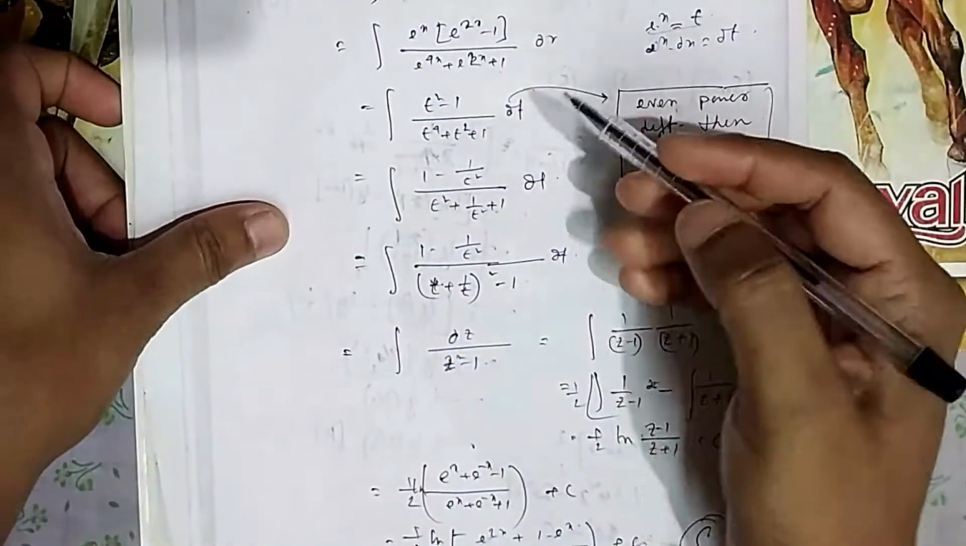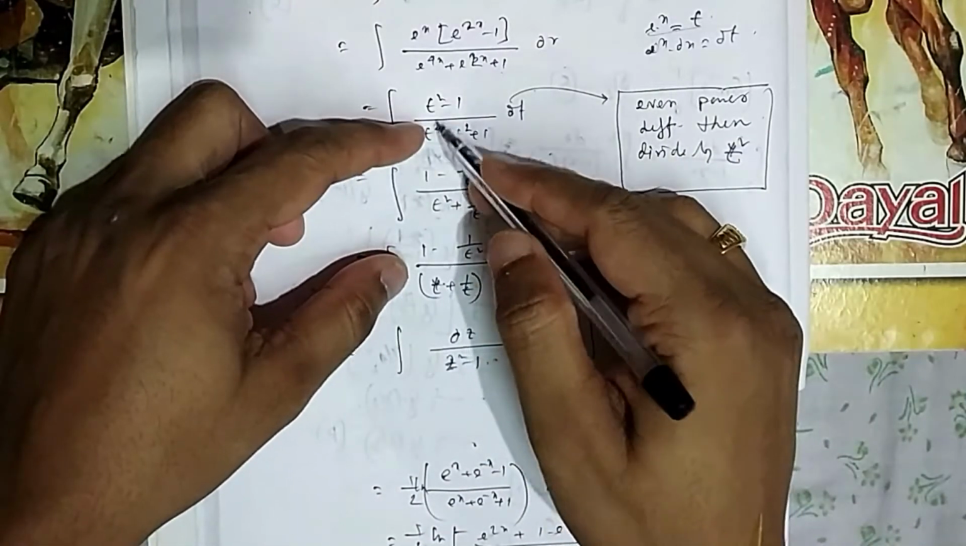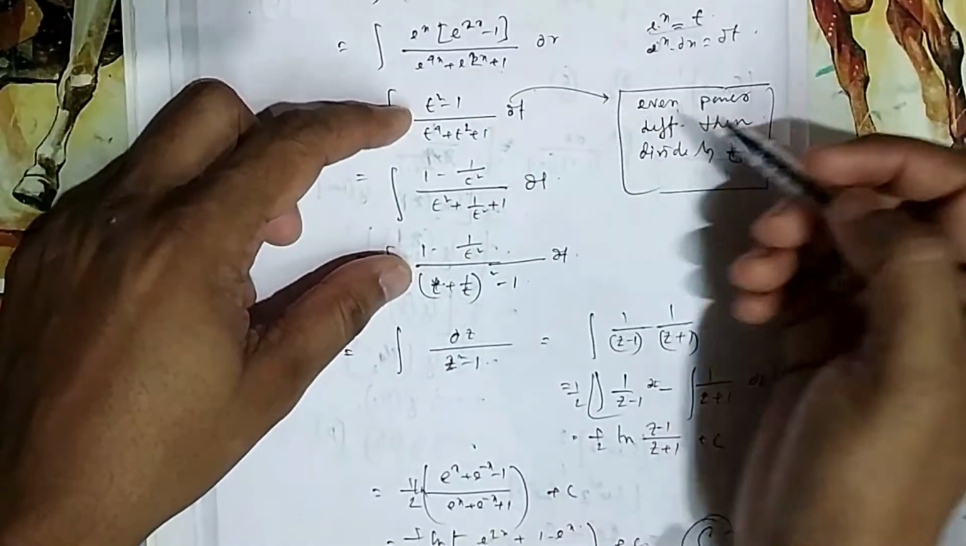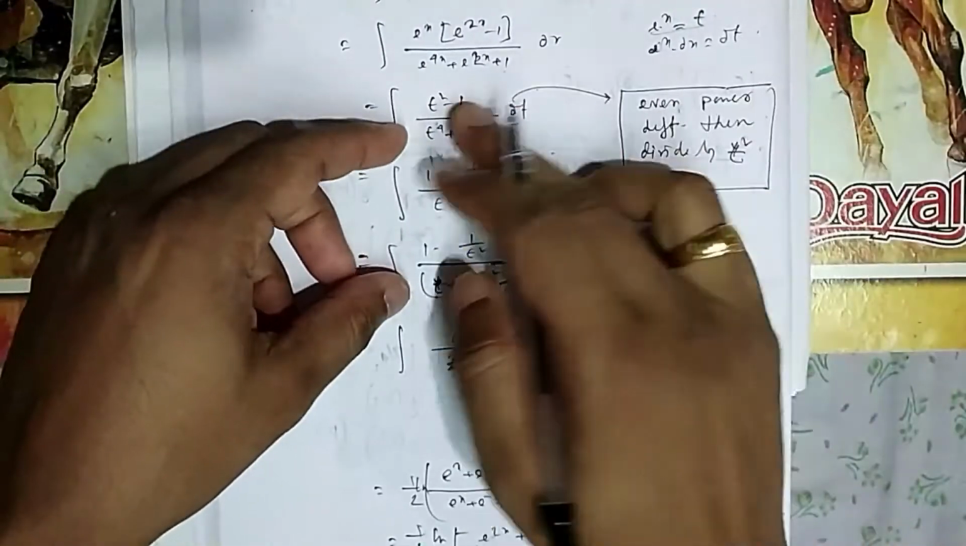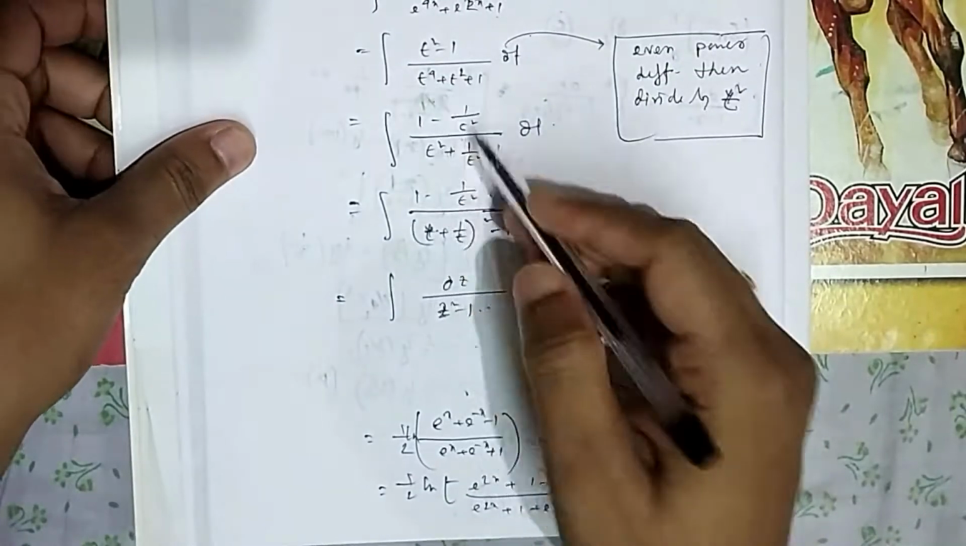So you always remember, if the difference between the powers in the numerator and denominator is even, what is the difference between numerator and denominator? 4 and 2, so the difference is 4 minus 2. If the difference is of even power, then you always divide by t square. So if you divide by t square, it will be 1 by t square, and this one.